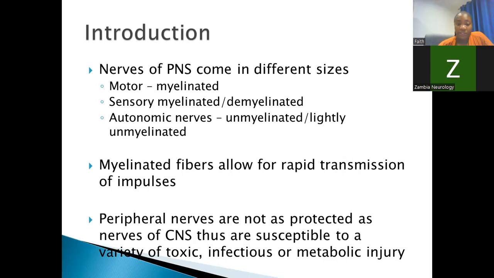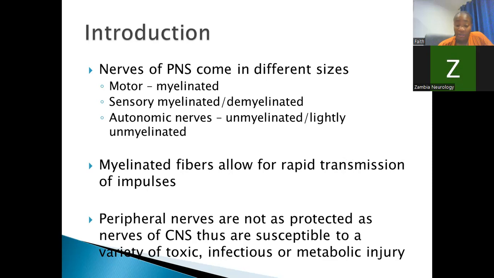So it's important for us to know the different types of nerve fibers because they can help us classify different types of peripheral neuropathy, but they can also help us know what the cause is or the pathophysiology that brings about the peripheral neuropathy that an individual might have. So these myelinated fibers allow for rapid transmission of impulses. And so we find that nerves that are myelinated tend to have a quick transmission of impulses across them.